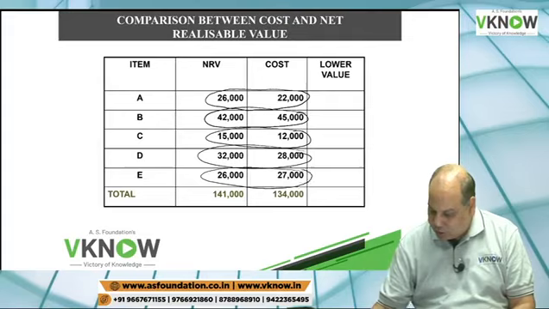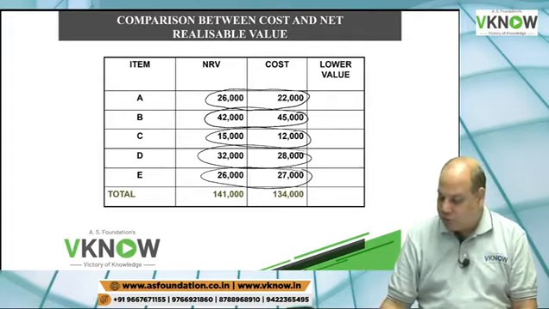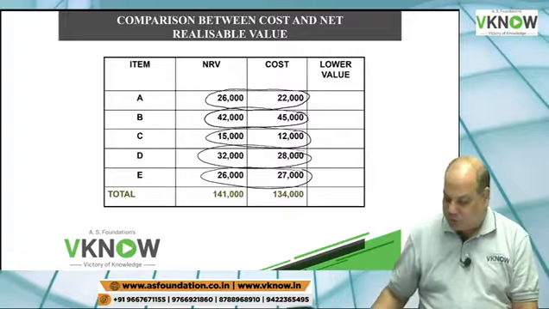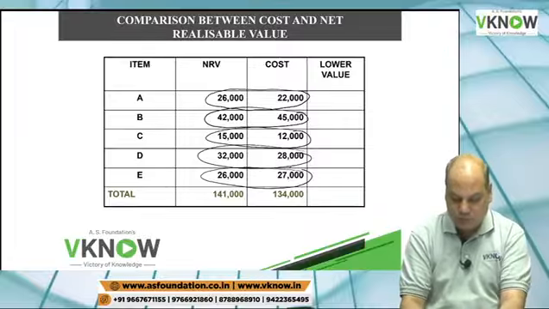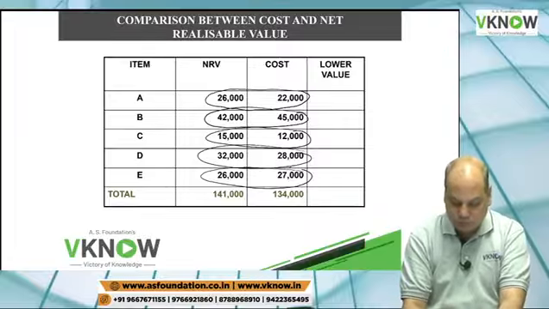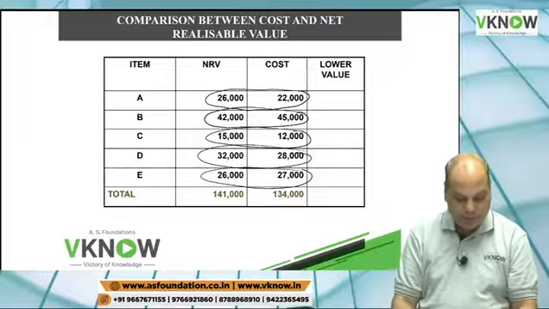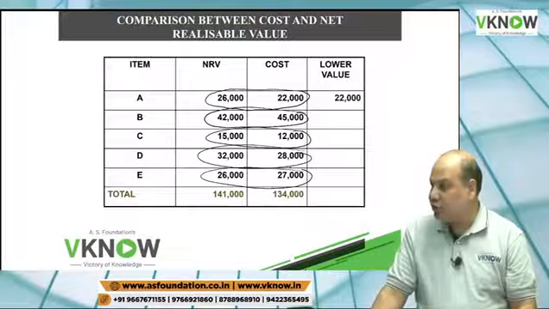Why do we take the lower? Prudence concept. So please reply, what will be the value of A for balance sheet purpose? Lower of the two. 22,000. Very good.